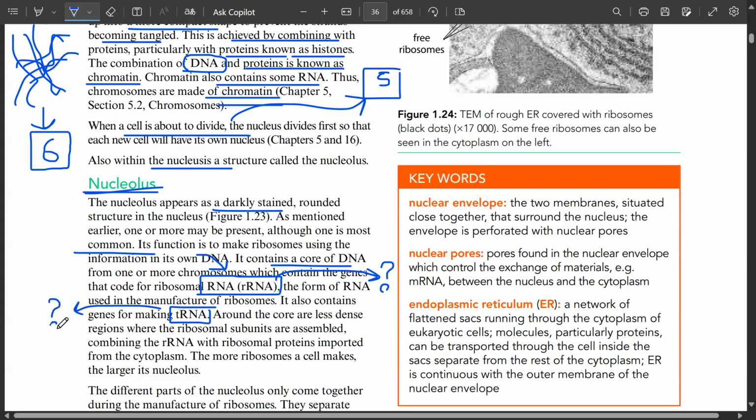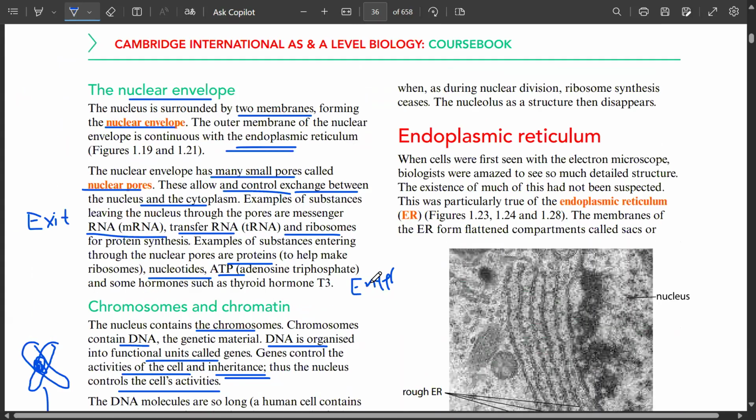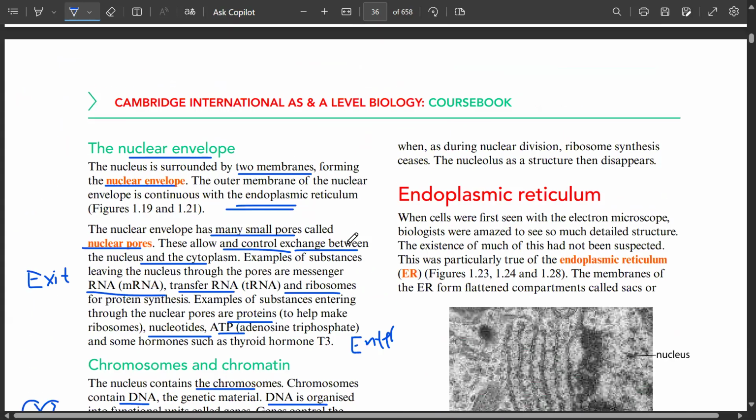We will study this in chapter number 6. tRNA stands for transfer RNA. rRNA stands for ribosomal RNA. Around the core are less dense regions where the ribosomal subunits are assembled, combining the rRNA with ribosomal proteins imported from the cytoplasm. So the different parts of the nucleolus only come together during the manufacture of ribosomes, which is one of the functions of the nucleus. The nucleolus is like the head office, the boss of the whole nucleus, because it has all the criteria, the formula, and everything that the nucleus has to create.